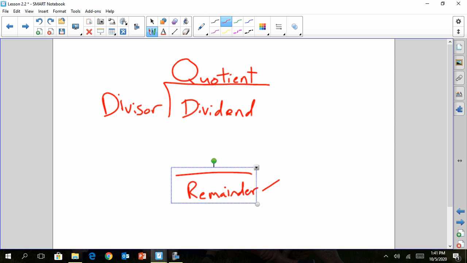That remainder then goes up outside of the number here, outside of your quotient. Okay, so those are the parts. You have the dividend, which is the inside number. It's the number being divided. The divisor is the number that's doing the dividing. You have the quotient, which is your answer, and if you have anything left over, that is called the remainder.